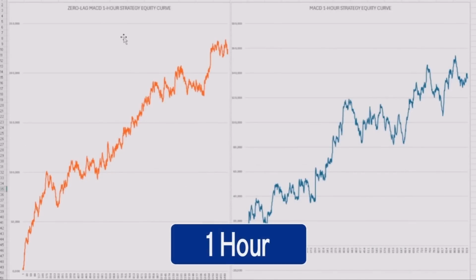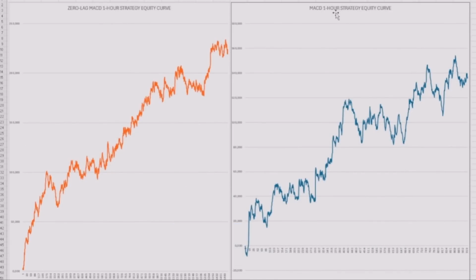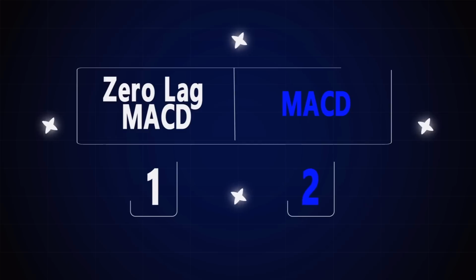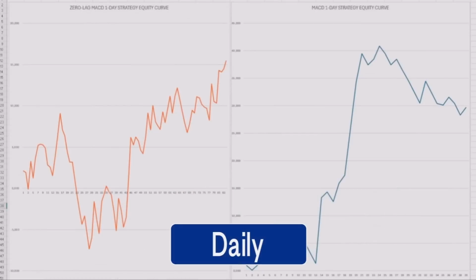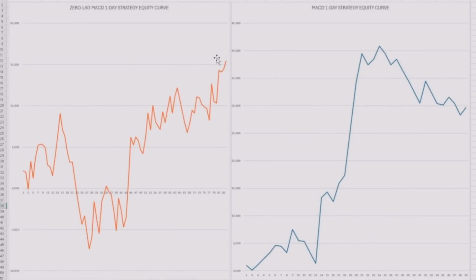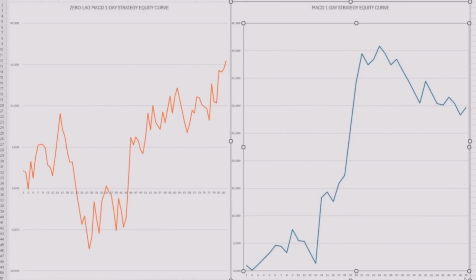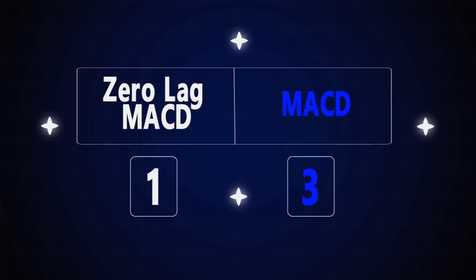Then, on the 1 hour time frame, things look different, because the equity chart from the zero lag was more stable and profitable than the one from the standard MACD. 1 point for the zero lag and 2 for the MACD. Finally, on the daily charts, although the number of trades analyzed was lower, the results from the MACD were more stable and profitable. So 3 points for the MACD against 1 point for the zero lag MACD.